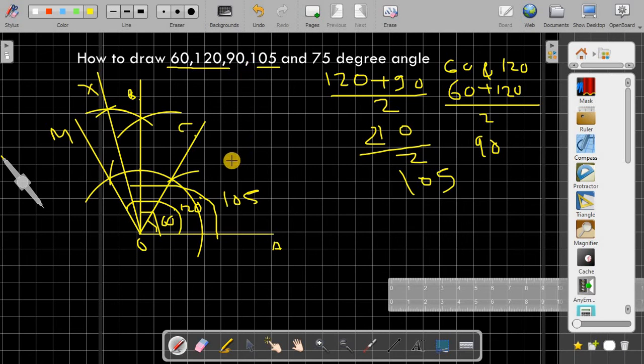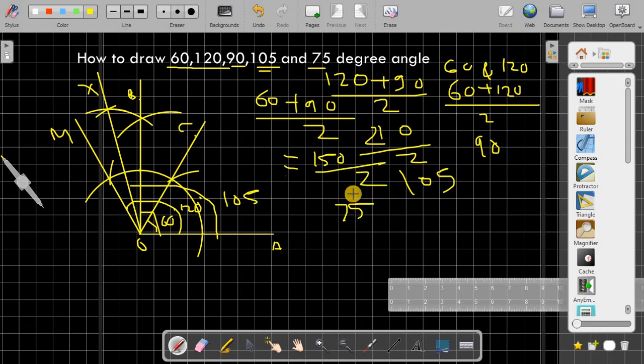Now it is time to plot the 75-degree angle. Now I am going to show you the angle which is 75 degrees. It is definitely greater than 60 and less than 90, so it is present in between 60 and 90. You can cross check: 60 plus 90 divided by 2. So the calculation you have to do is 150 upon 2, that is 75. It means you have to calculate their average, and you can test that it is present in between 60 and 90.